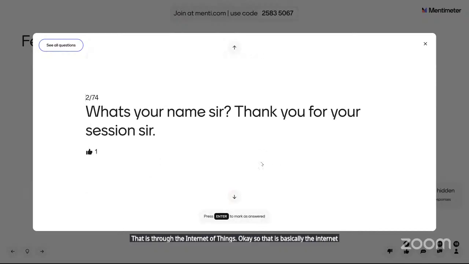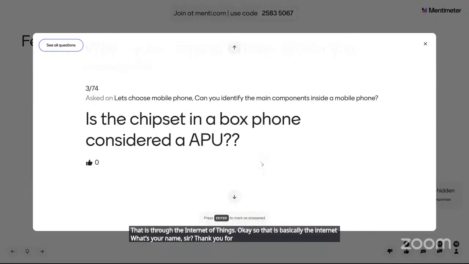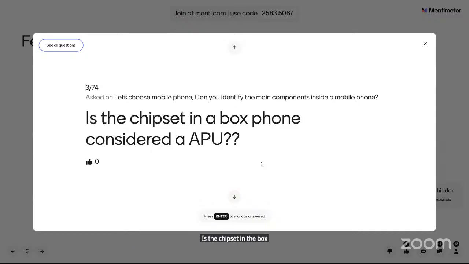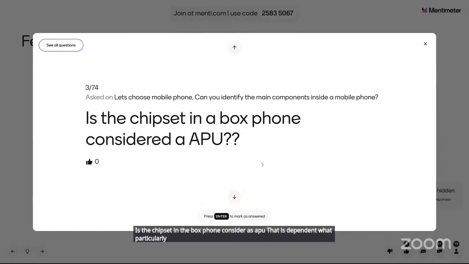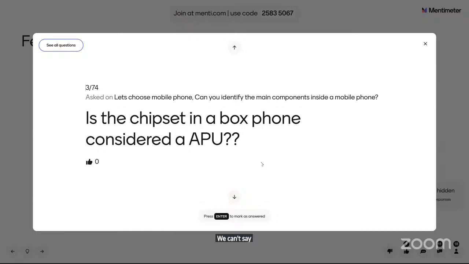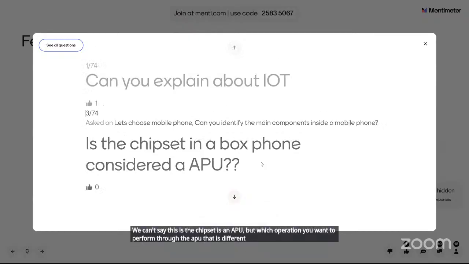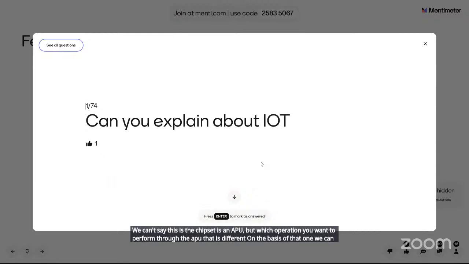Is the chipset in the phone considered as an APU? That depends on what particular operations you want to perform through the APU. We can't say a chipset is an APU, but on the basis of which operation you want to perform through it, we can say that.